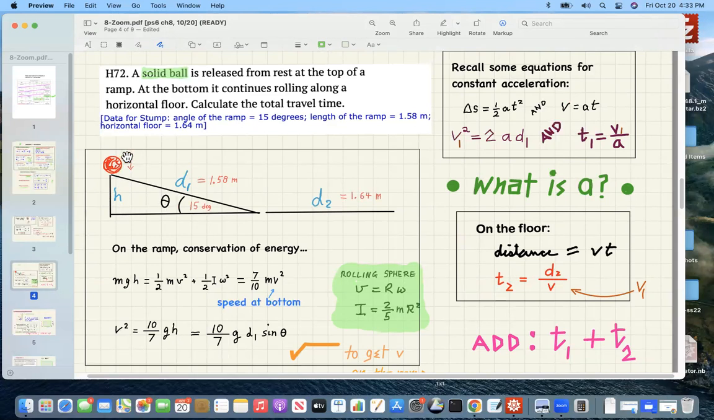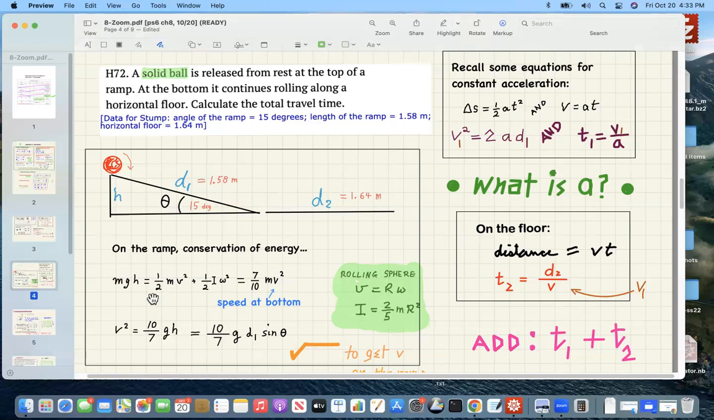Now, to analyze the motion of the rolling sphere, the easy way is to use conservation of energy. It starts out with gravitational potential energy, mgh. At the bottom of the ramp, it no longer has any gravitational potential energy because this is ground level. Now energy is conserved, so there's the same amount of energy. It's just not in the form of potential energy.